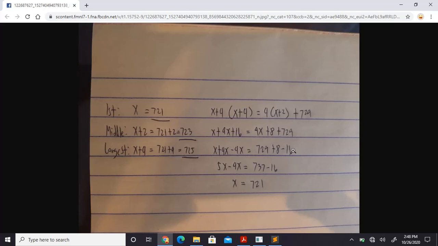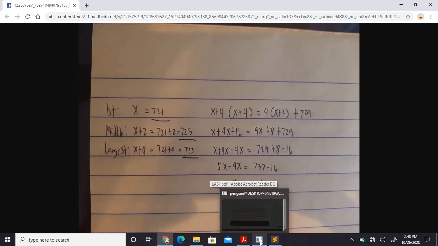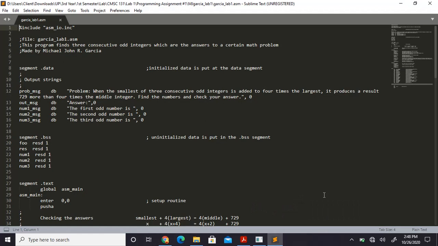Now, the next thing to do would be to create a program that would find the numbers and check the answer. So this is what I came up with. This is just comments. Within the data segment would be the output strings and the prompt. The output strings, like this one prints the problem, and this prints the three consecutive odd integers later.